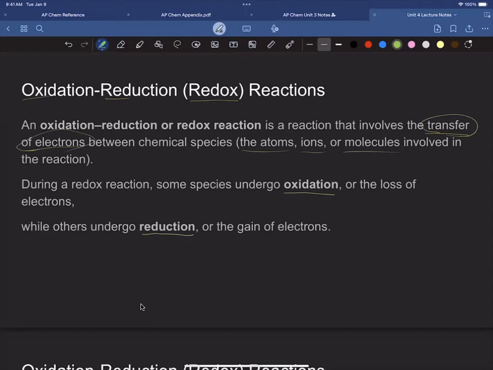Now, the word here is kind of confusing because reduction normally means to decrease, but it's actually the opposite. It's gaining electrons, right? So here's an easy acronym that you can use: OIL RIG. Oxidation is loss, reduction is gain. So you can use this OIL RIG acronym to memorize the words. So obviously oxidation is loss of electrons, right? And reduction is gain of electrons.